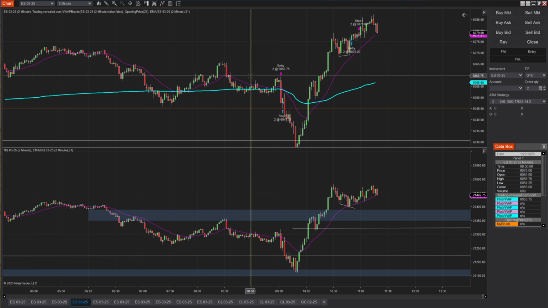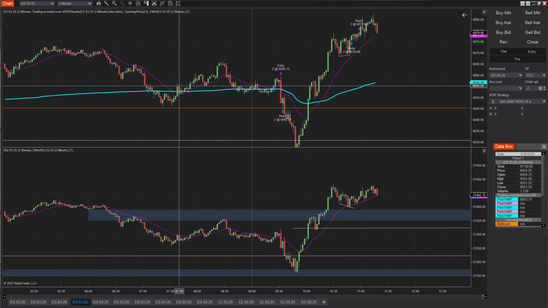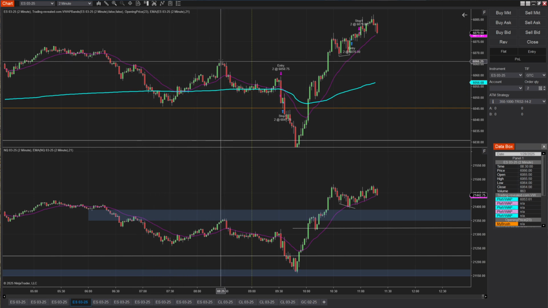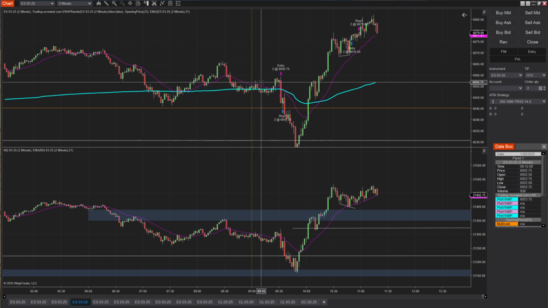So this was the first hour. 7 was the first hour, 8 was the second hour, 9 o'clock's the third hour, and I only take trades near the 30-minute mark of the hour or the 50-minute mark of the hour. I'm just trying to catch that small macro move that happens at that time.